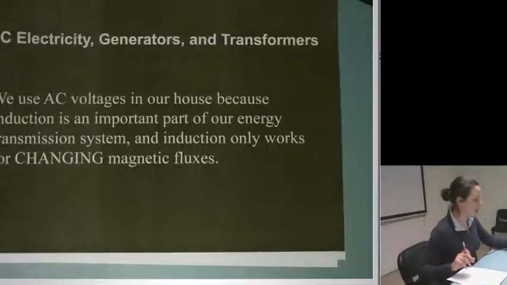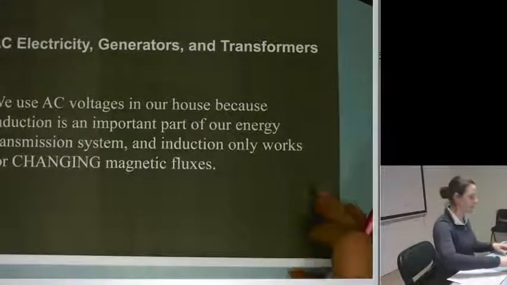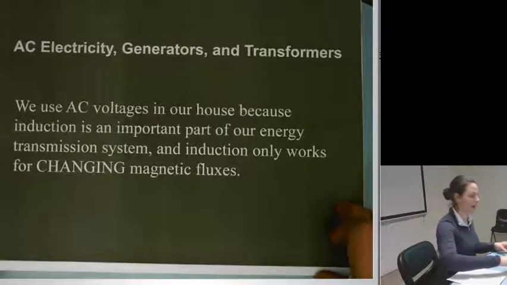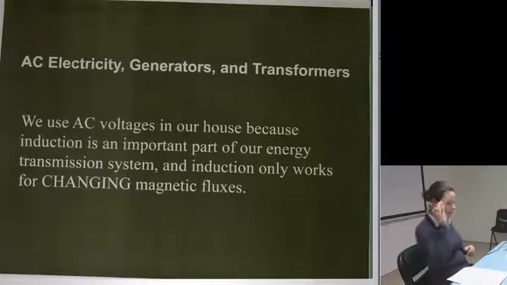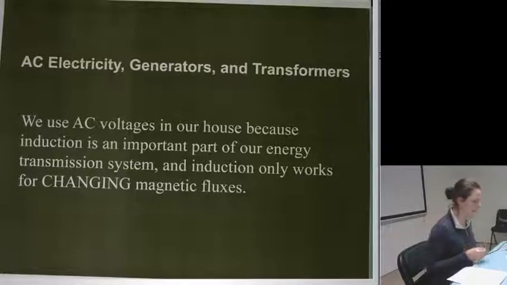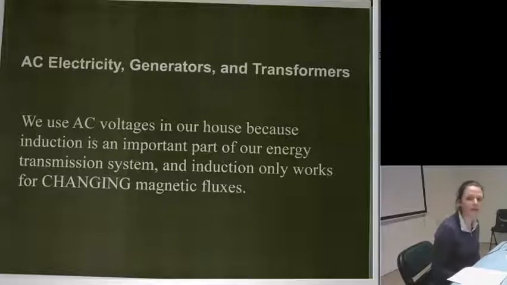The next thing to talk about is a little bit of practical applications about how our houses work. In our houses, we've talked about this a few times, but we never really explained why we use AC voltages in our house. The reason that we use AC and not DC is because, as we have learned, direct current, an unchanging current, doesn't work with induction. And our entire electricity grid relies on induction via things called transformers.